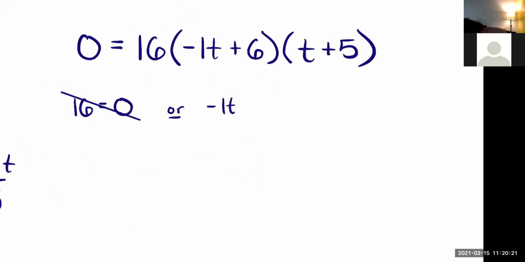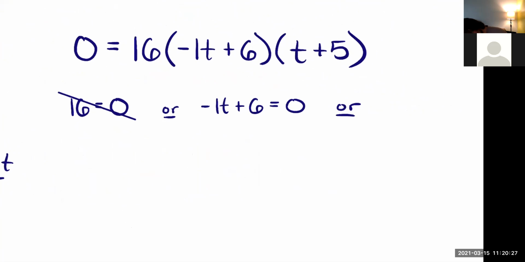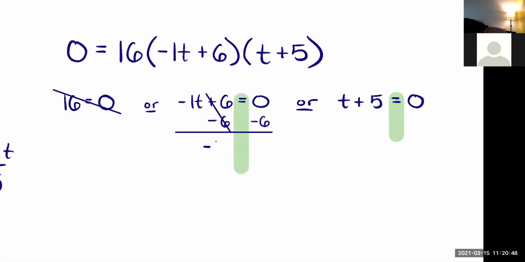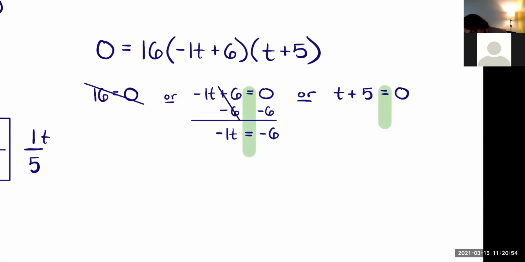Or negative 1t plus 6 has to equal 0. Or t plus 5 has to equal 0. How would you solve the first? Oh, subtract 6 from both sides. So it leaves me with negative 1t equals negative 6. Then what? Divide both sides by negative 1. And I end up getting t equals a positive 6.